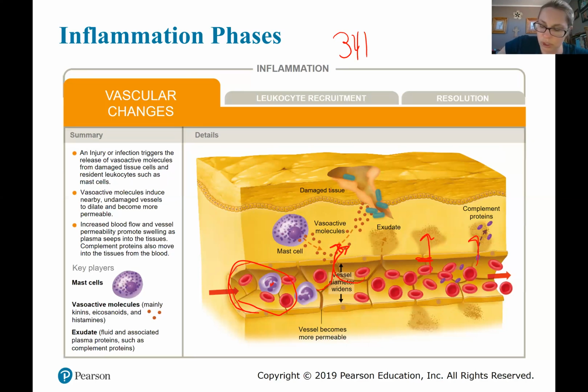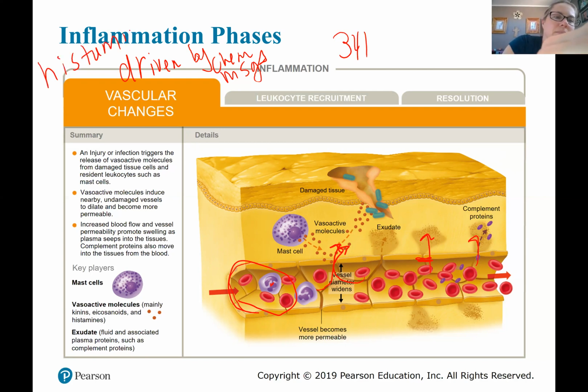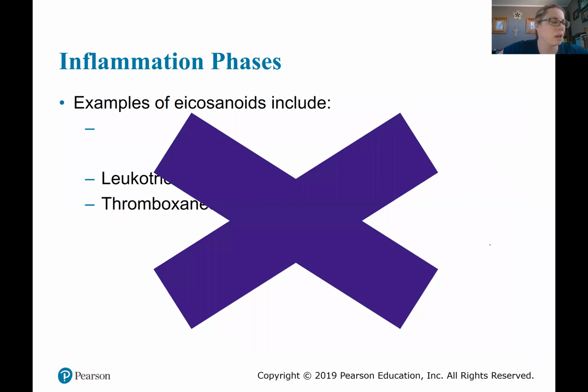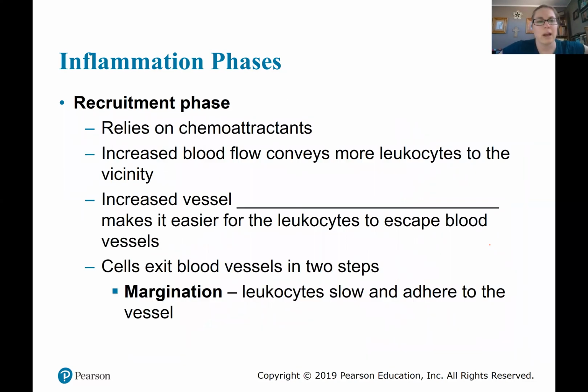And these vascular changes are going to be driven by chemical messages such as histamine. Those chemicals are going to cause this blood vessel to dilate, to undergo vasodilation. I'm not going to talk about histamine and some of the others. We're going to skip through those and go on to the next phase, phase 2.